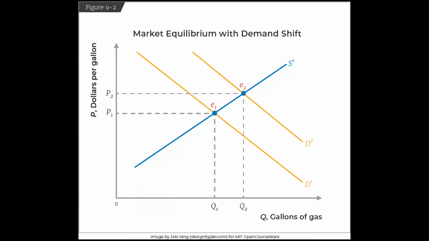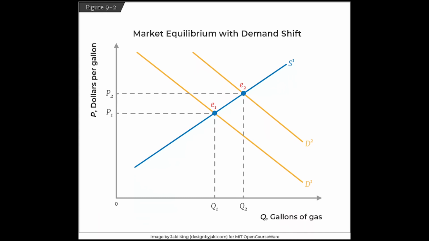But let's talk through the dynamics. All you would see in the market is quantity of gas sold would go up from Q1 to Q2, and price of gas would go up from P1 to P2. Well, let's talk about underneath how we get there. What happens is demand shifts up. People want more gas because they want to drive these gas-guzzling cars. So demand shifts from D1 to D2.